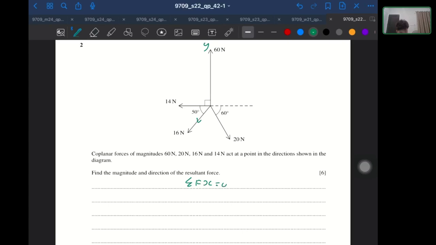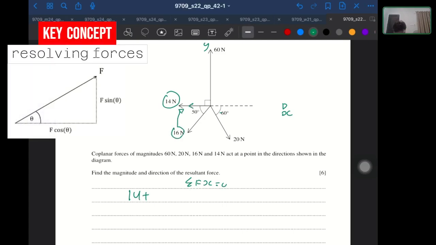Okay, so what is ΣFx? ΣFx is actually the sum of the forces in the x direction. ΣFy is the sum of the forces in the y direction. Okay, now let's start by searching for the ΣFx first. First, we can simply write the 14 Newton first here. 14 plus 16 Newton will be moving in this direction, which if we see this is an adjacent and this one is hypotenuse. So if we have adjacent and hypotenuse, we will be using cos.